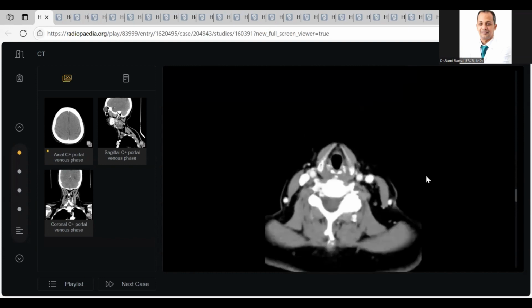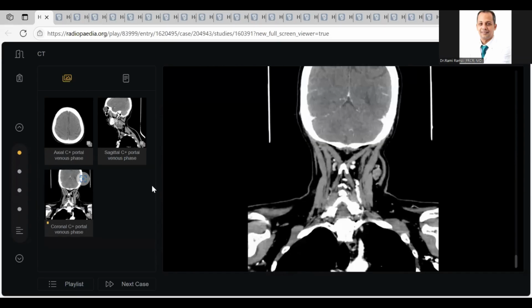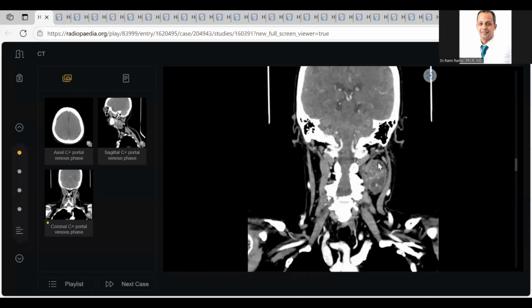I would like to see the coronal images as well, sir, to see the exact extension of this lesion. Yes, go on. Sir, I cannot scroll. Yes, now, sir, I can see.